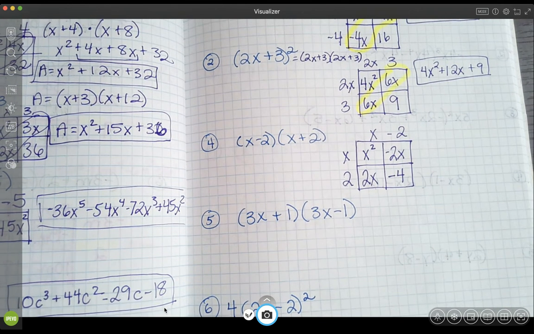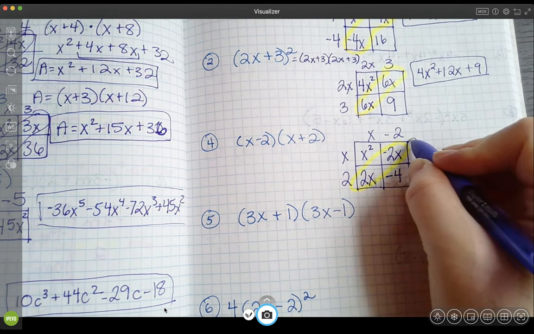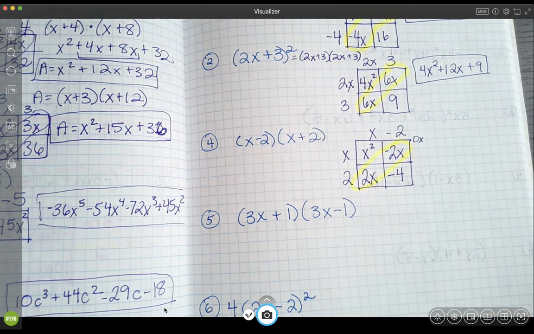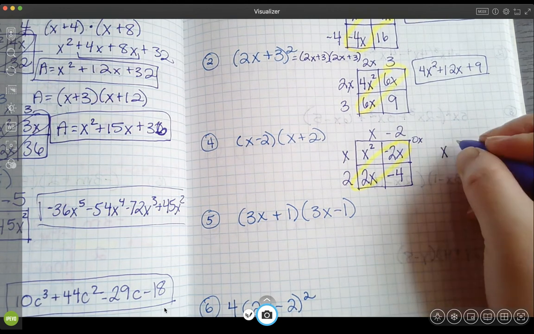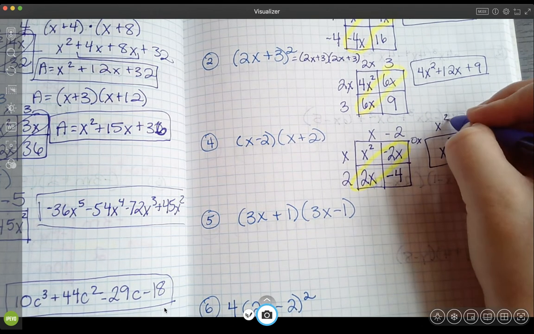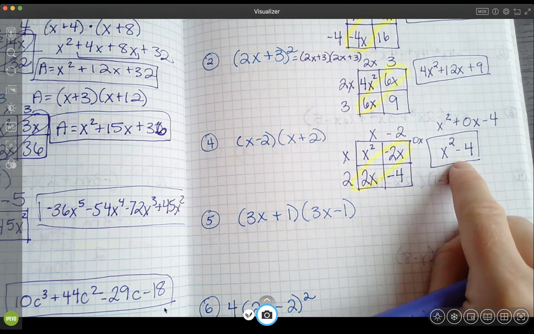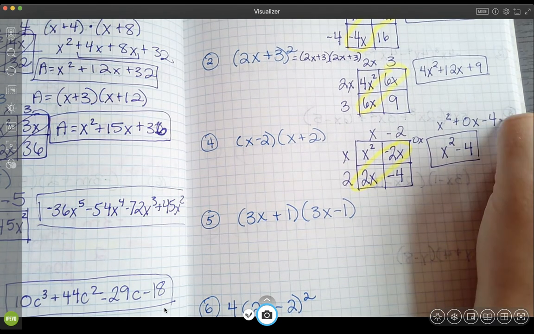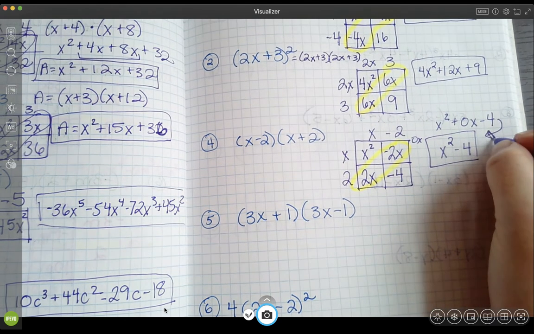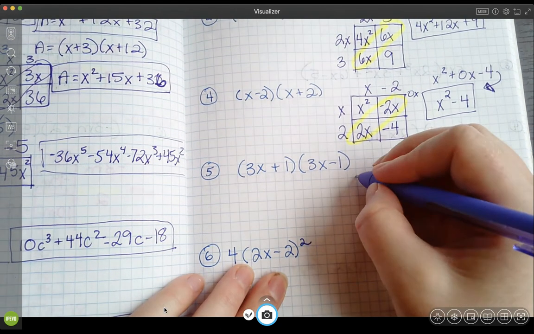And we can combine these. But see how they're opposites of each other? So negative 2x plus 2x equals 0x, because they are opposites of each other. So our final answer actually is x squared minus 4, because it could be written as x squared plus 0x minus 4, but simplified it is x squared minus 4. Okay, next one.